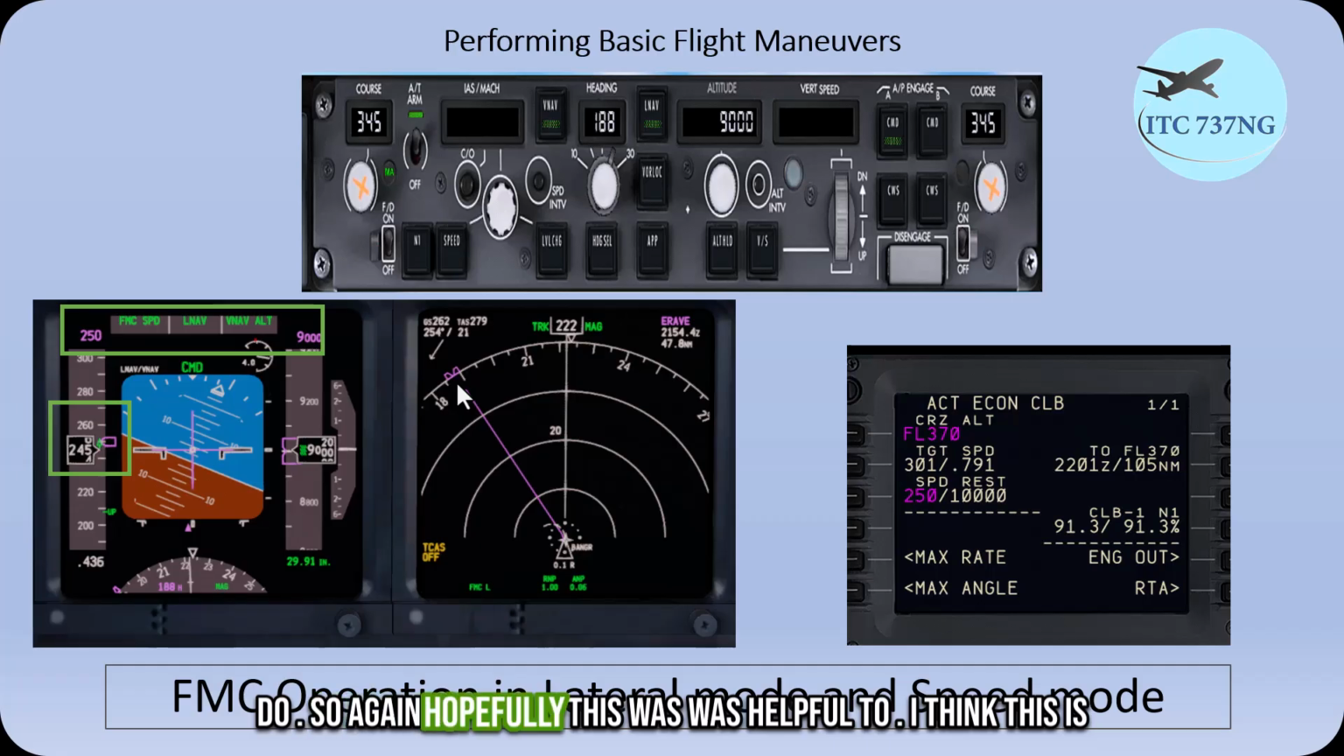So again, hopefully this was helpful to you. I think this is one of the most important aspects of learning how to operate the mode control panel for the speed, headings, and altitude mode.